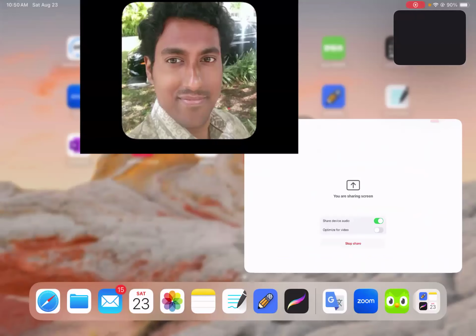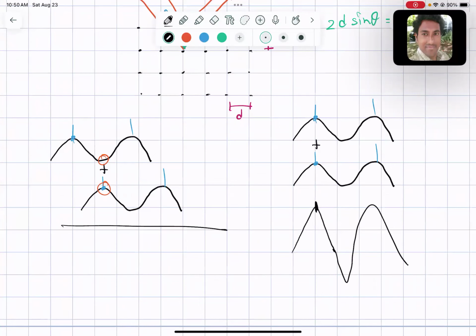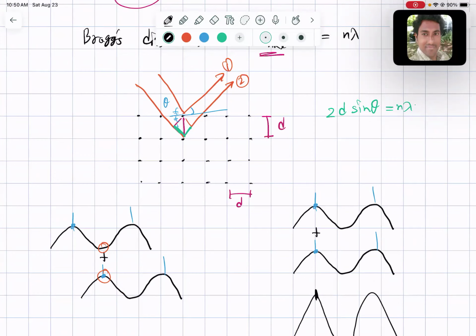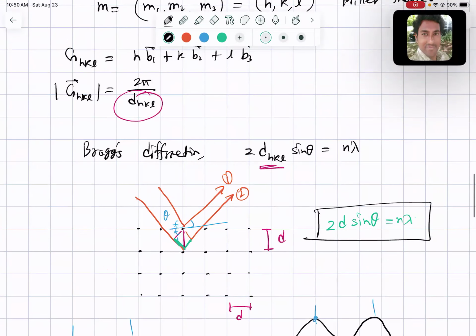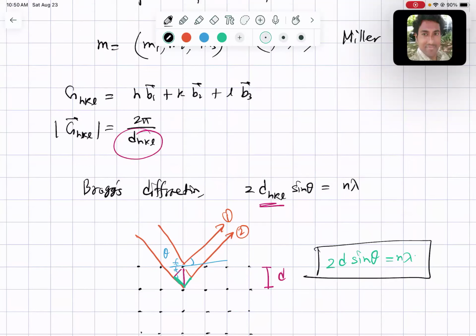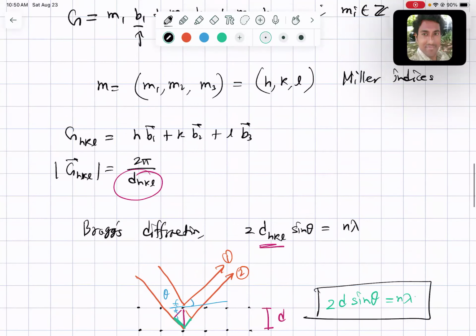Okay, destructive interference. So if the path difference 2d sin theta is equal to n lambda, then you get constructive interference. That gives rise to Bragg's law, and that's related to the reciprocal lattice vectors in this way. Just a side note to keep in mind: when you do Bragg's law, X-ray reflection, scattering, these things are there, and this is how they are related.